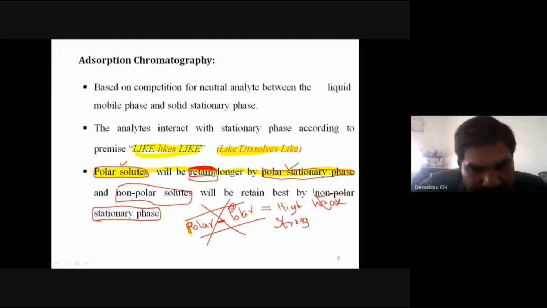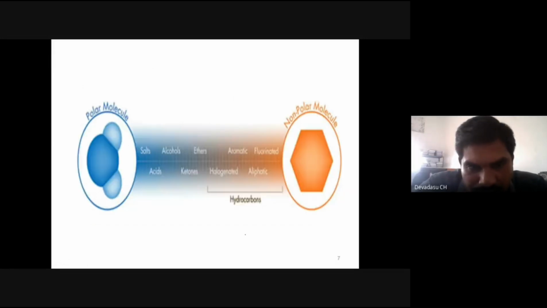So here is a polar molecules depiction like alcohols, acids, carbonyls, salts. This comes under polar type of the molecules. And then you see non-polar molecules like aliphatic hydrocarbons, halogenic, aromatic. These are something called non-polar molecules.